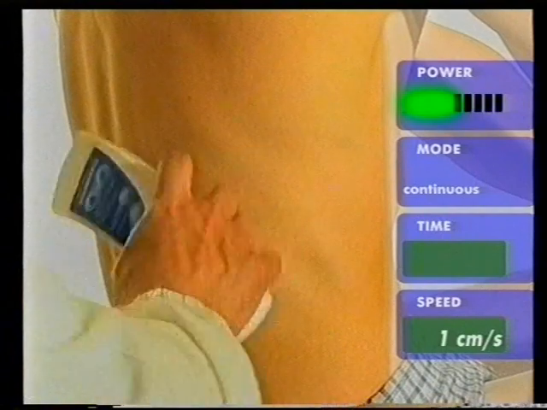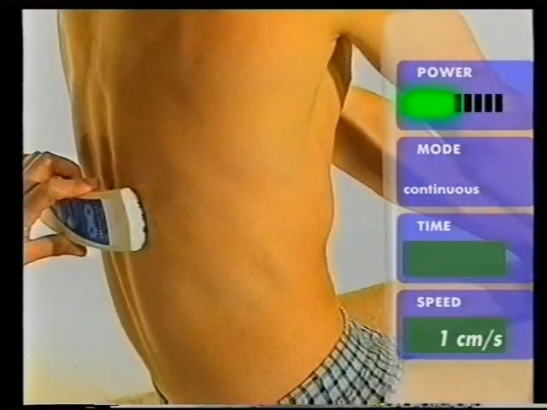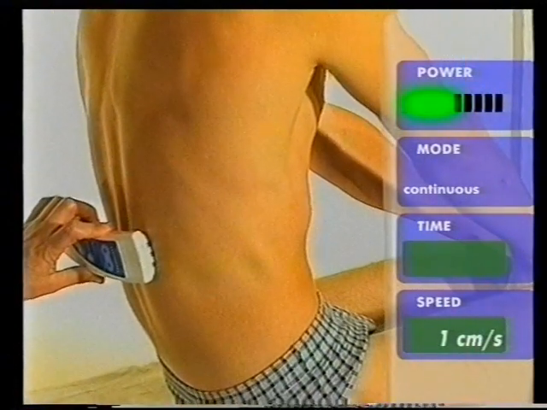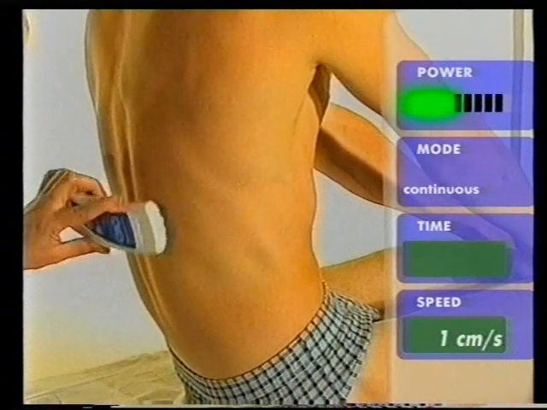Further, the area of kidneys and ureters is treated. The apparatus electrodes are smoothly moved by skin in continuous mode on comfortable energetic level from both sides. The speed is 1 cm per second.